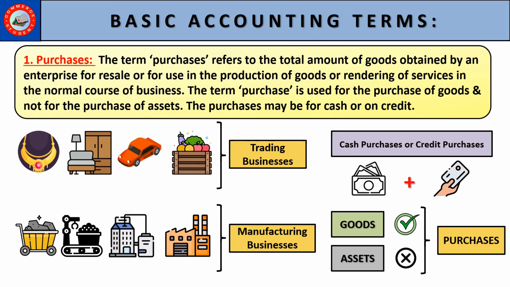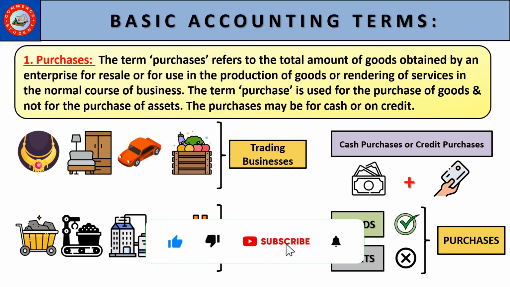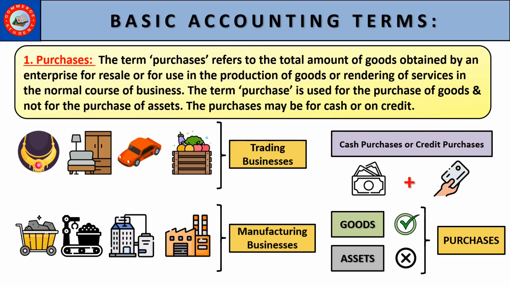Let's start with purchases. In simple terms, purchases are the total goods a business gets to sell or use in making other products or services. When we say to sell, it implies purchase of finished goods, which is common in trading businesses, where buy and sell occur. And when we say to use in making other products or services, it implies purchase of raw materials, which is common in case of manufacturing businesses. Purchases can happen through cash or credit. Remember one thing, that we are talking about goods, not assets in case with purchases.